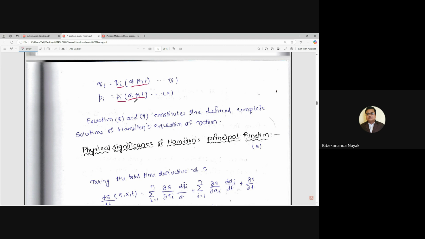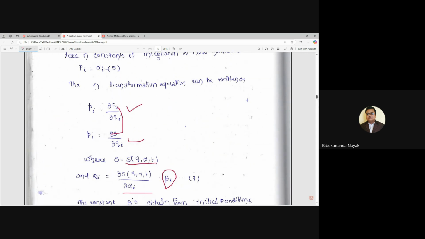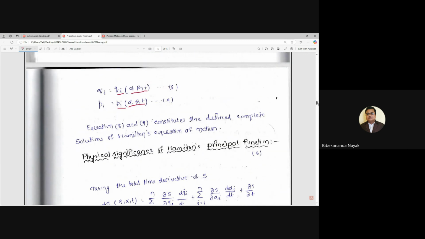Alpha is capital Pi, beta is capital Qi. We got it? So this is a transformation. This is the desired complete solution of Hamilton's equations also. This is actually the procedure of Hamilton-Jacobi theory.